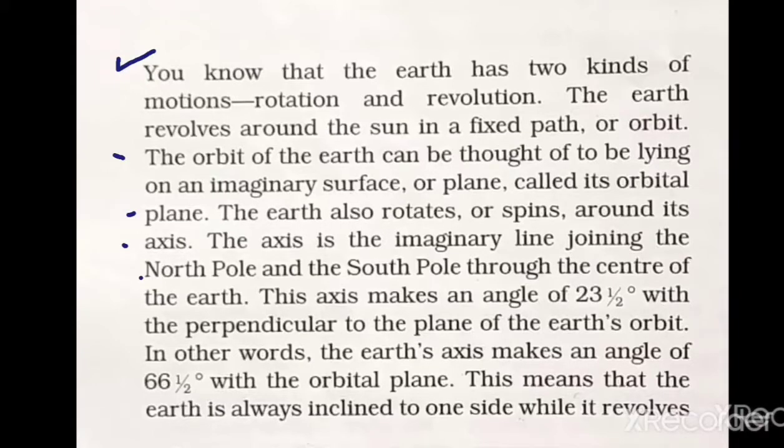And that is through the center of the earth. We have to think that that imaginary line is through the center of the earth, from North Pole, from up to down. Okay. This axis makes an angle of 23.5 degrees with the perpendicular to the plane of the earth's orbit. It makes a 23.5 degree angle with the perpendicular to the plane of the earth's orbit.